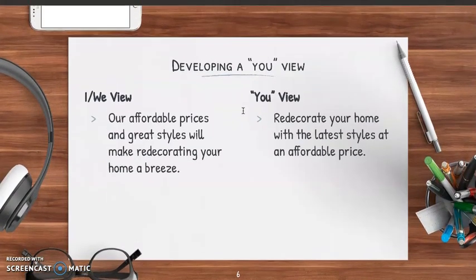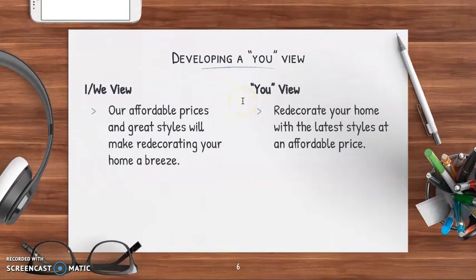The second technique, which is really what we're going to be focusing on this week, is called developing a you view. It's similar to featuring audience benefits, but it's really focusing on using that second person pronoun you. So you frame the message around your audience, addressing them really blatantly and really clearly. Again, on the left, your unrevised sentence with an I, we view would be, our affordable prices and great styles will make redecorating your home a breeze. Sounds okay, but it doesn't really address the audience super clearly.